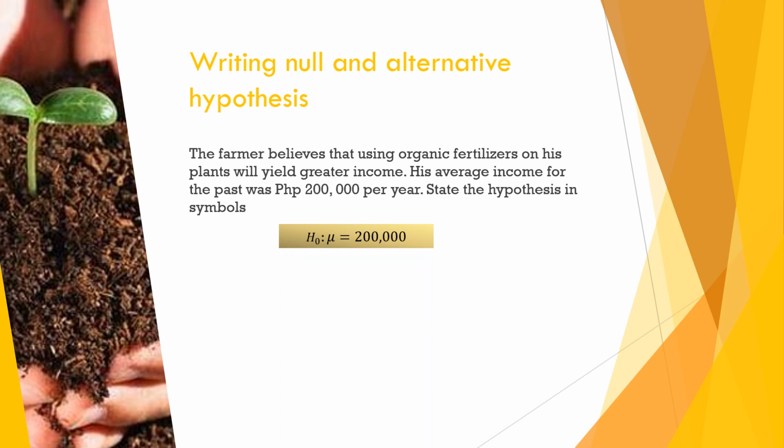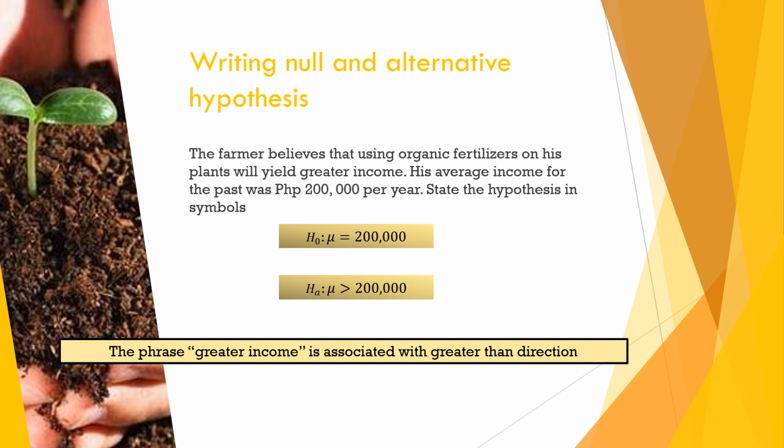Ang null natin dito, again, kapag null, na-assume natin that yung claim is true. So, the claim is always equal. So, the mean, that is our parameter. 200,000. So, mean is equals to 200,000. That is our null. And the alternative is mean is greater than 200,000.